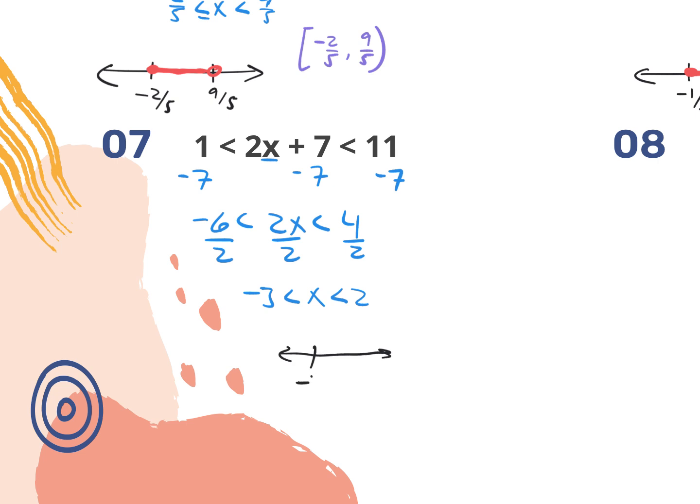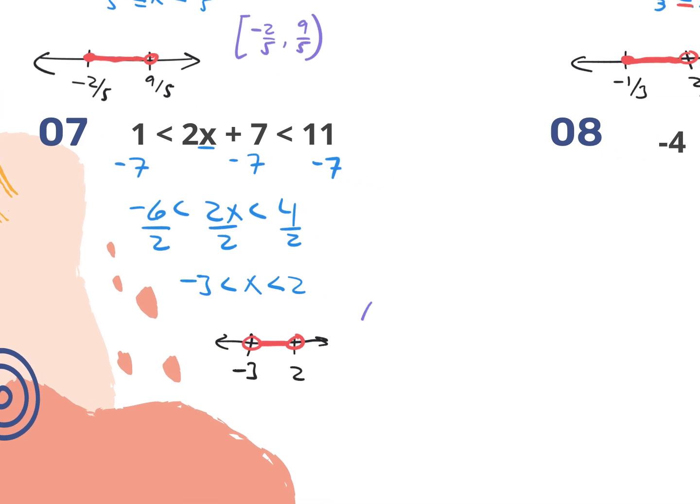All right, so we have a negative 3 and a 2. And we have open circles on both. These are both strict inequalities, but we're shading in between. And then to write our answer in interval notation, from left to right, we're starting at negative 3, and we're going up to 2. Both have parentheses because we're not including either value in our solutions.